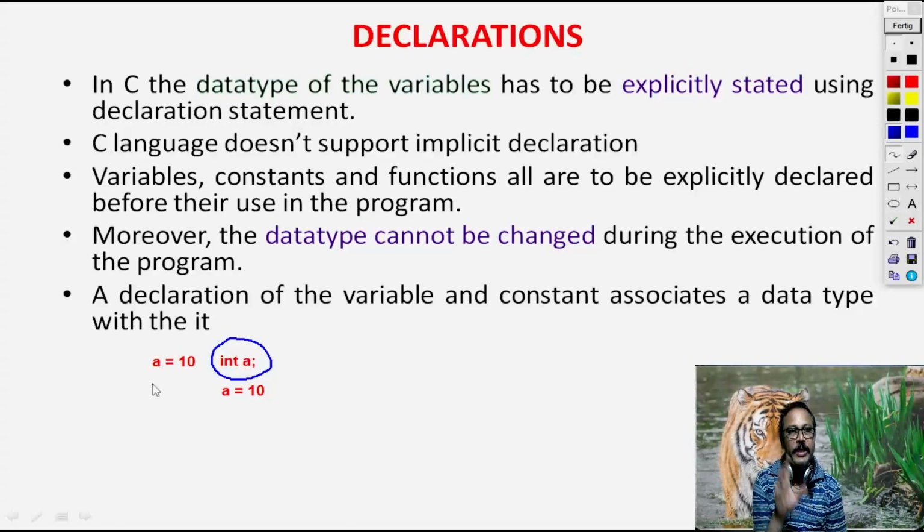so you have to declare the variable explicitly, and this data type cannot be changed during the execution of the program. So no implicit declarations. The data type cannot change during the execution of the program.